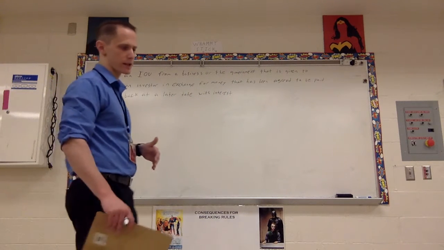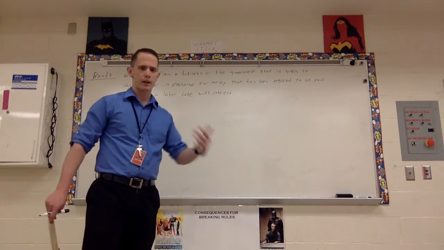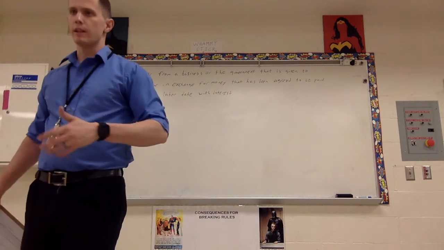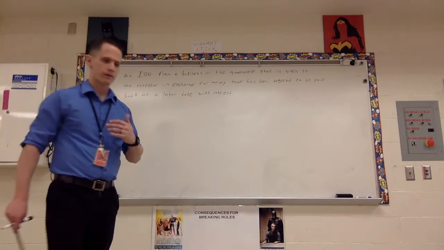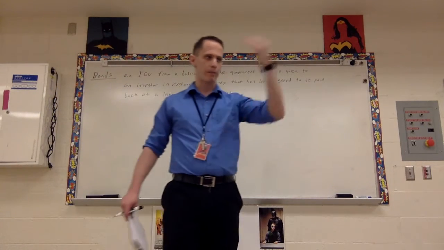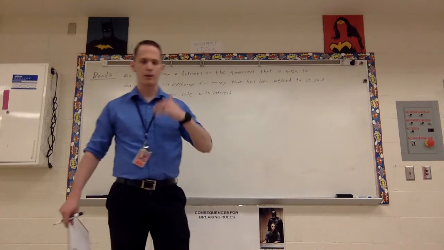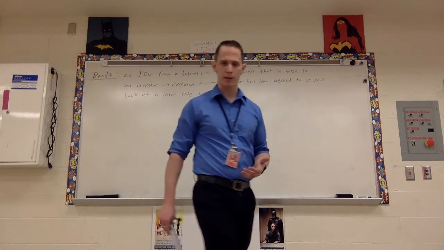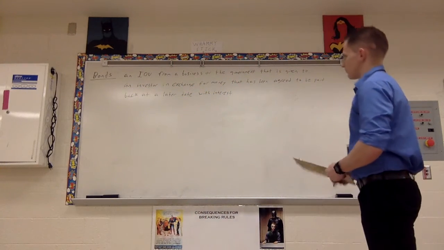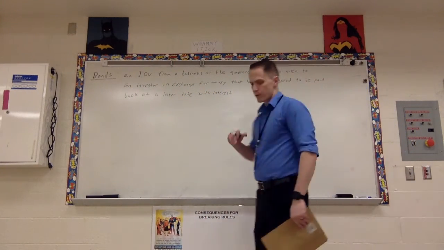You guys remember from previous lessons, interest is just the extra money that people receive in exchange for lending you money. So when banks charge you interest, you pay them back the money that you borrowed from them plus a little extra. It's how they pay their people. It's how they make money. It's how they make a profit. So, an IOU from a business or the government.